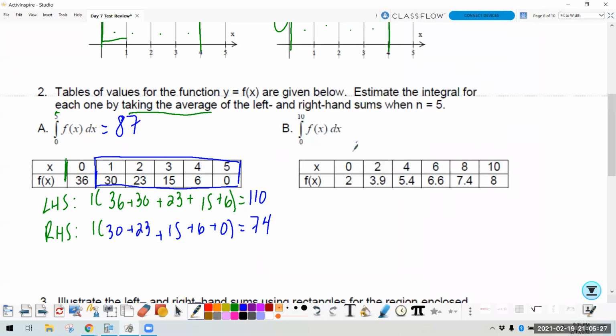All right, for 0 to 10 now, notice our table has values that jump by 2. And again, since we're going from 0 to 10, but only want 5 rectangles, each rectangle will have a base of 2. So we need to multiply by that.